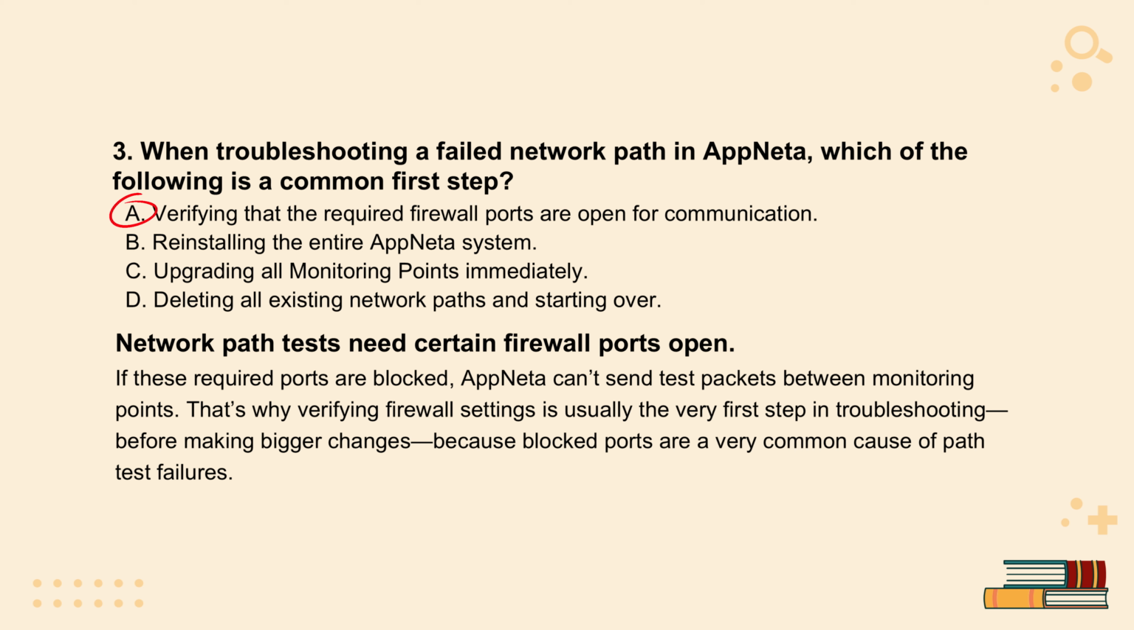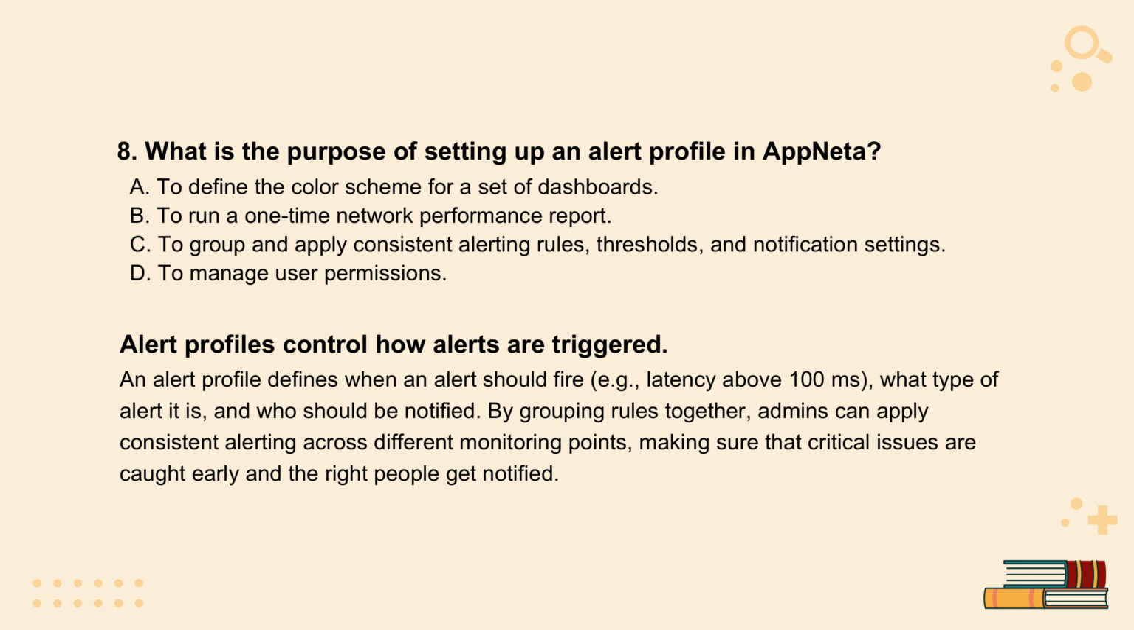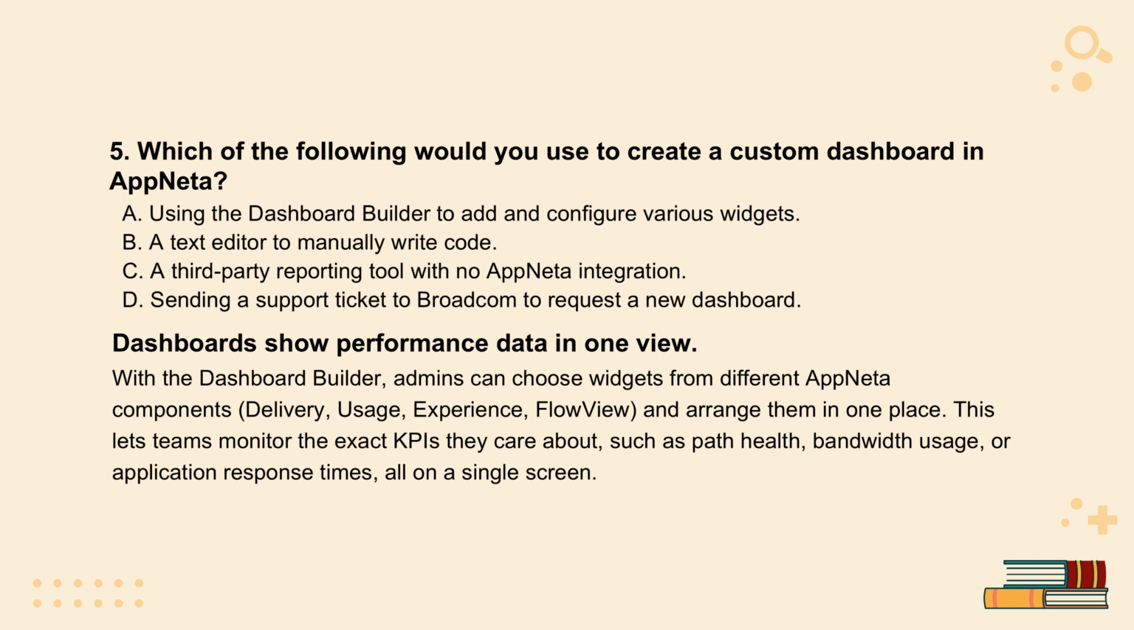Avoids chasing ghosts. Okay, so monitoring points are deployed, connectivity is good. How do you stay on top of it all? Make sense of the data? That leads us to alerts and dashboards. Question 8 mentions setting up an alert profile. This isn't just about one-off alerts. It's about grouping rules, thresholds, notifications, and applying them consistently. Sort of like standardizing your alarm system, making sure the right people get the right message the right way at the right time.